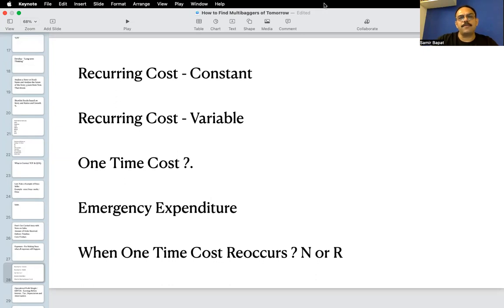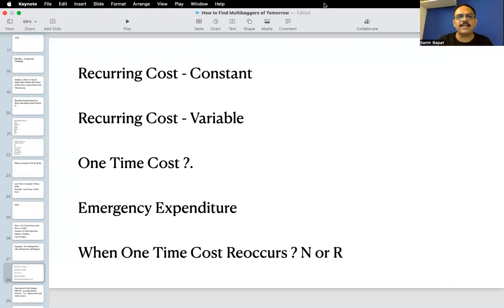Which company would you prefer to invest in? If you are investing right now, which company will you prefer, the one which is expanding or the one which is replacing the old machinery? Simple, na? Very logical. So these are the finer points.